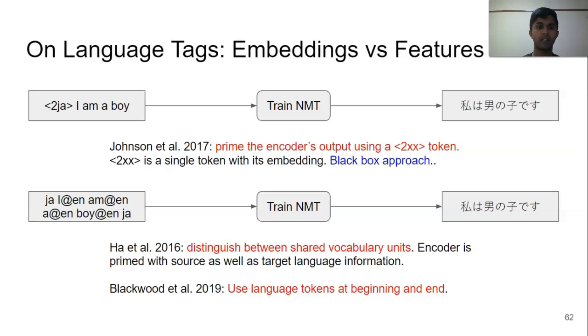Ha et al. further experimented with distinguishing between shared vocabulary units, where not only did they prime the encoder with the target language information, but also with the source language information. What they did is they marked each source language token with the source language itself. Therefore, this prevents the encoder from being confused about words that belong to different languages. Blackwood et al. further encouraged the use of language tokens at the beginning as well as the end of the source language sentence.